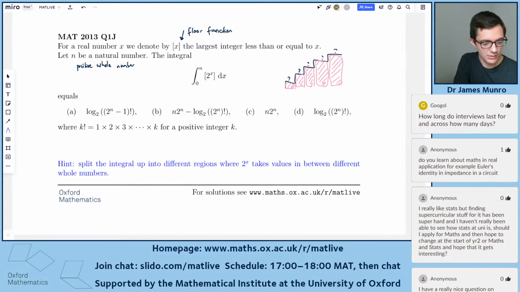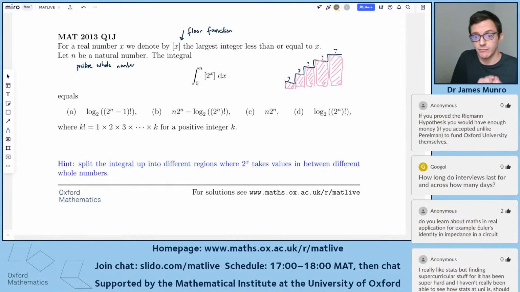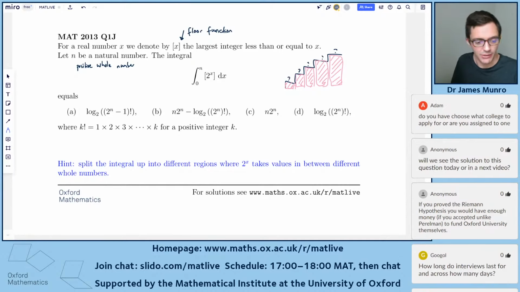Good. Right. Do you learn about maths in real applications? For example, Euler's identity in impedance in a circuit. In a maths degree, there's a little bit of that, not all the way through. So when you learn about Euler's identity, that might or might not mention impedance in a circuit. Probably wouldn't, to be honest. We tend to have separate courses on things like electromagnetism or dynamics, taking maths facts that you've learned from other courses and some new maths facts, and using those to explain things in the real world. So there are application courses in there as well.